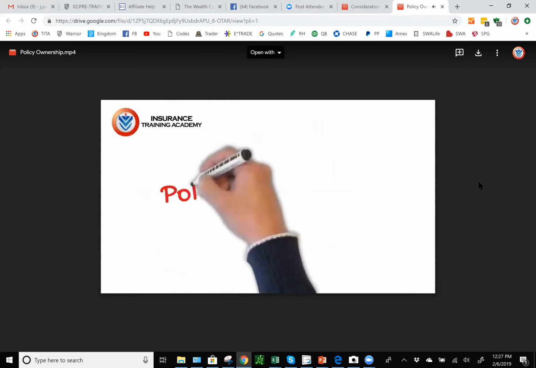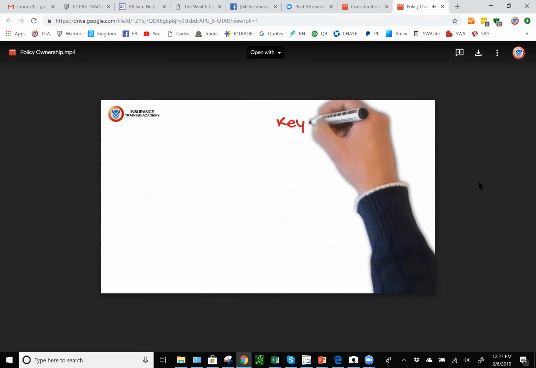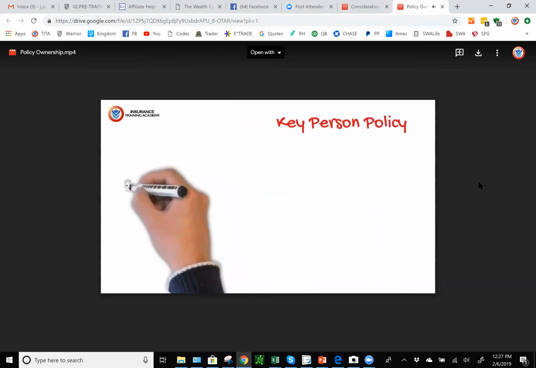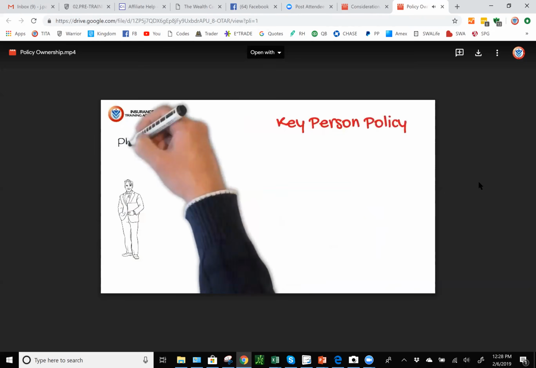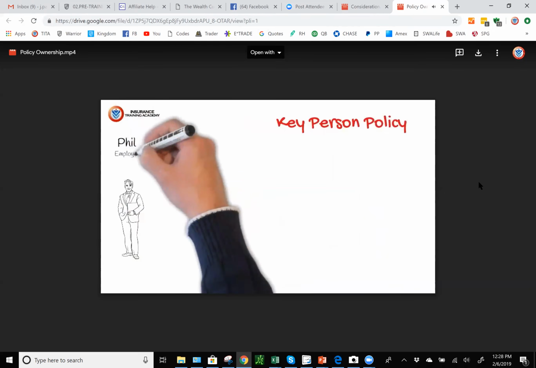Another example of third-party ownership would be a key person policy. All right, so let's say we have Phil. Phil is the business owner, the employer. Bob works for Phil.